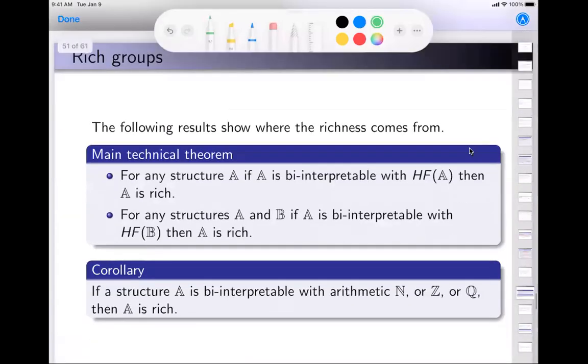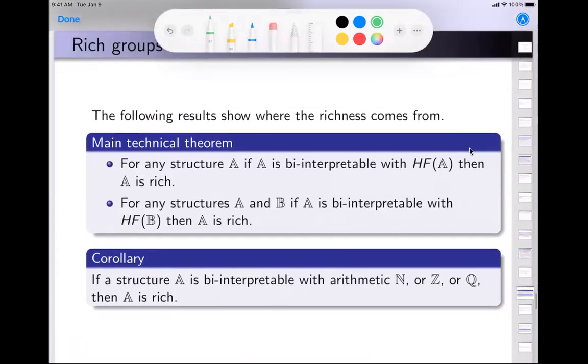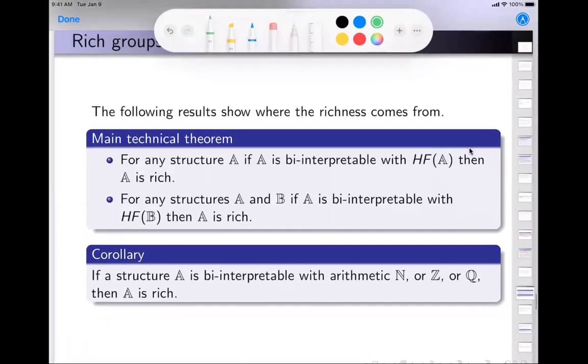It relates by interpretability to richness as follows. Suppose you have a structure A, and if A is bi-interpretable with HF of A, then A is rich. And that's sort of, if you think a little bit, you have a formula in HF of A, you translate it into A, and as I said, if it's bi-interpretability, it covers everything.